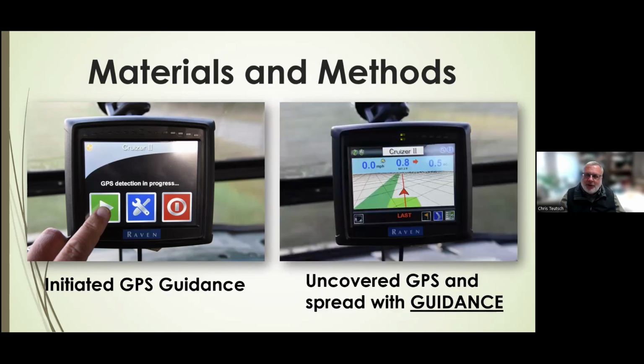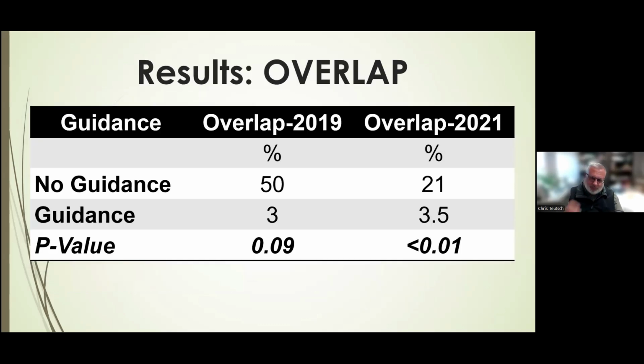And then we did the same thing again. We initiated guidance, but we allowed them to use the guidance of the GPS to see where they'd been. And this was the results. Pretty amazing. So both operators, we had 2 different operators. We did it in 2019 and 2021. The first year we did it, the first operator with no guidance had a 50% overlap. So in the second year, the driver was a little bit better, but she still had a 21% overlap.